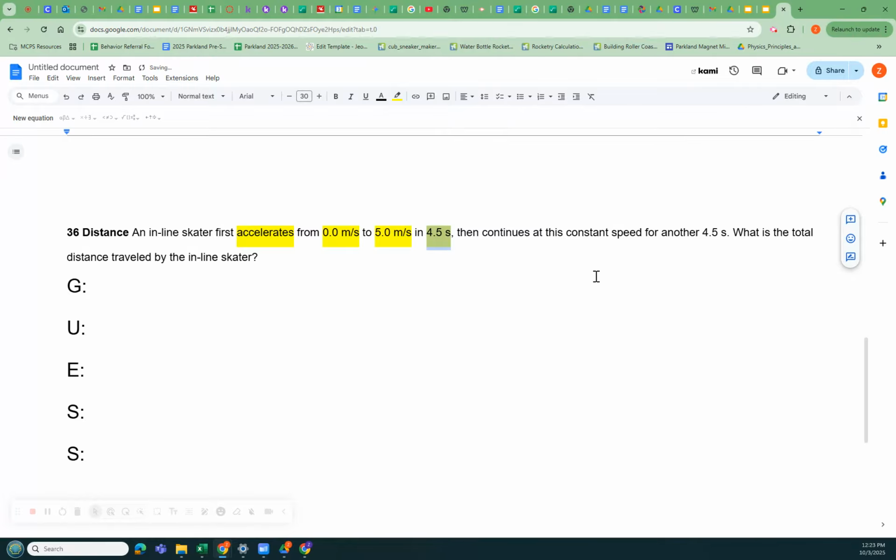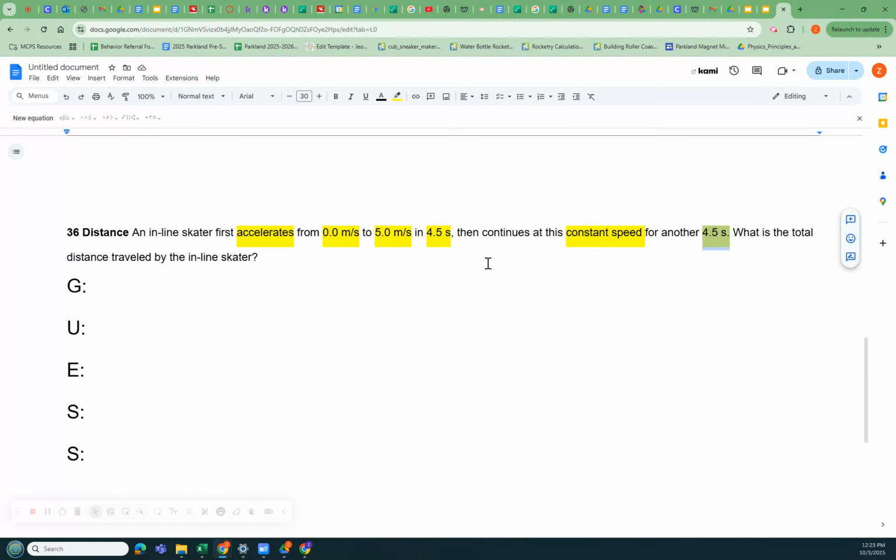then continues at this constant speed, constant velocity, for another 4.5 seconds. So these are two different times. What is the total distance traveled by the inline skater?